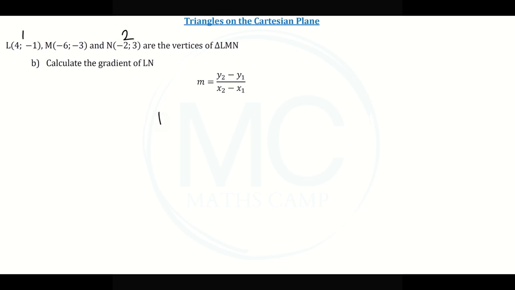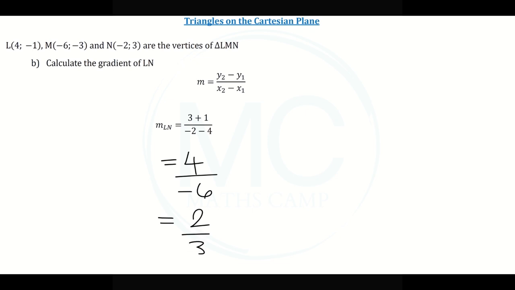Now we can say m, the gradient of LN, is equal to 3 minus negative 1 over negative 2 minus 4. 3 plus 1 gives us 4 over negative 2 minus 4, which is negative 6. 4 and 6 are both divisible by 2, and we get 2 over negative 3.